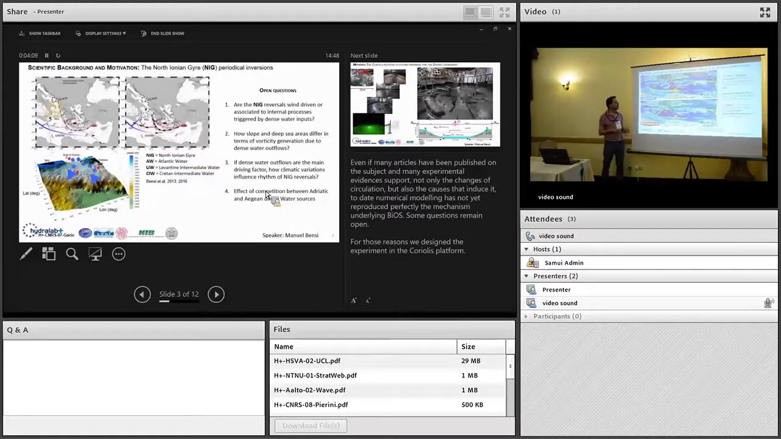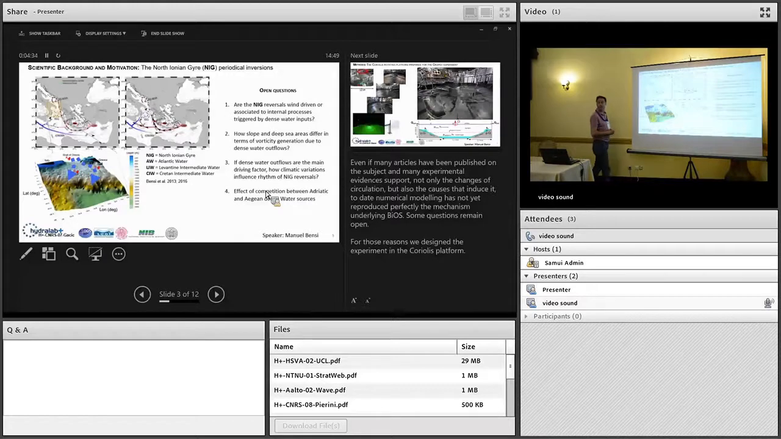The recent studies, recent because it is more or less 10 years that we are studying these internal feedbacks, instead attributed the reversals not to the wind, but to the injections of dense water. This was the idea behind reproducing this effect in the tank, where obviously we don't have wind effect.